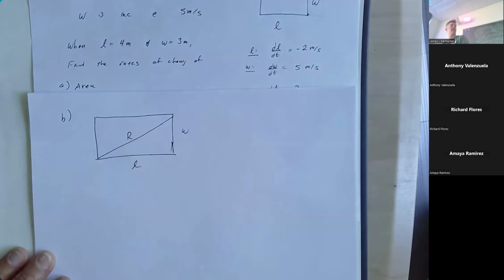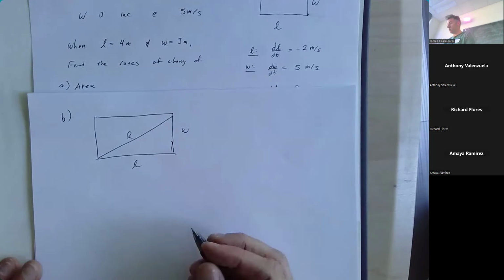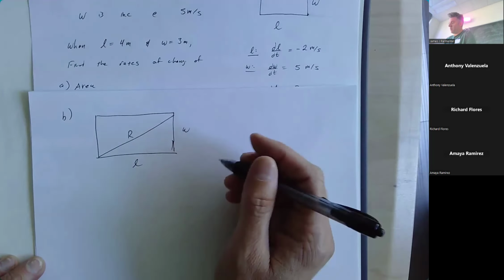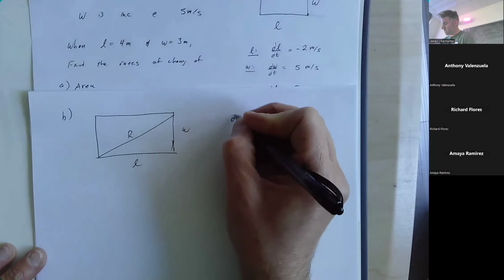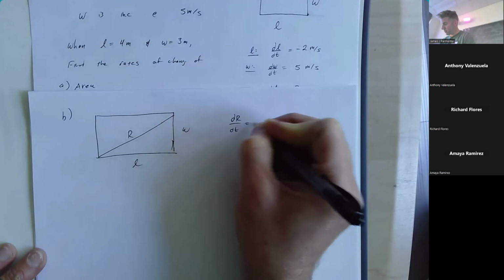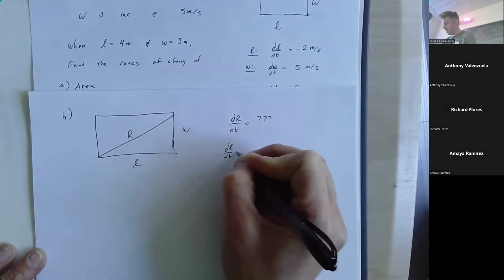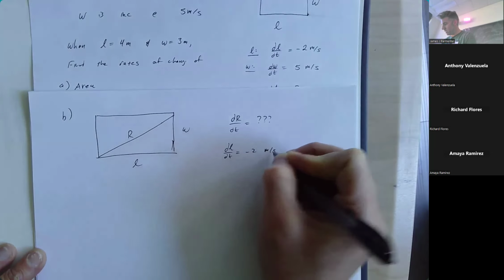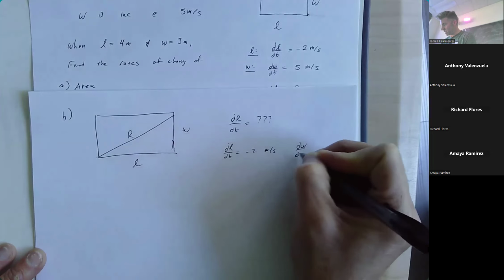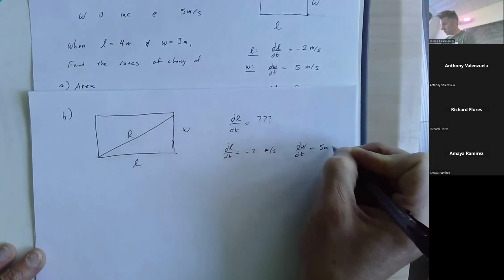So I'm going to show you a different way, and then we can talk about how it's done in the solutions. So here's what I would do. First of all, I write down what I want to know. I want to know what dR/dt is. And again, we are given that dL/dt is still negative 2 meters per second, and dW/dt is still 5 meters per second.